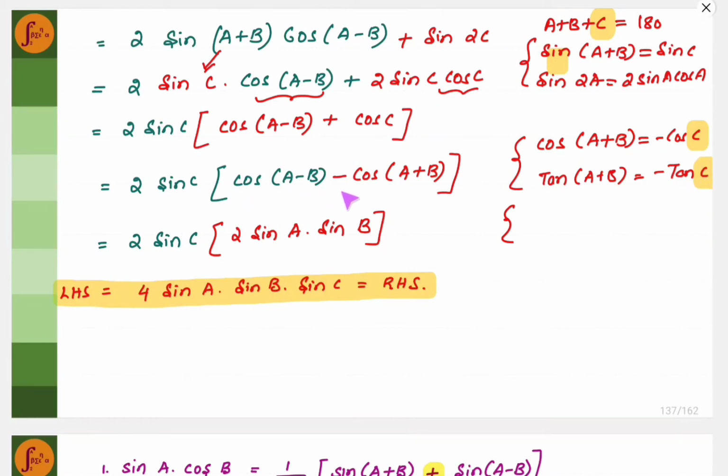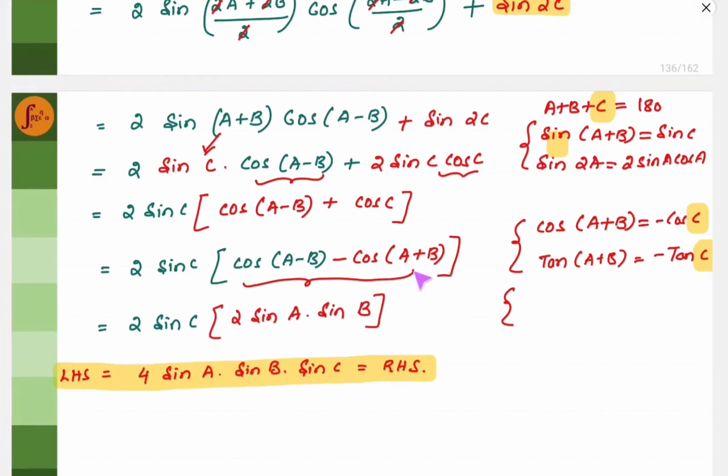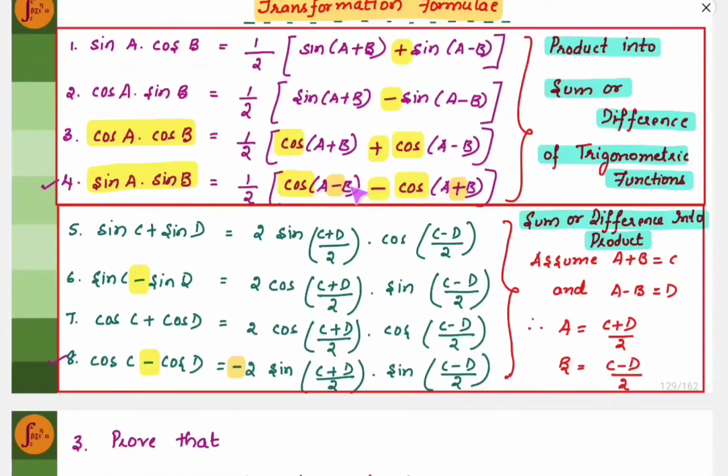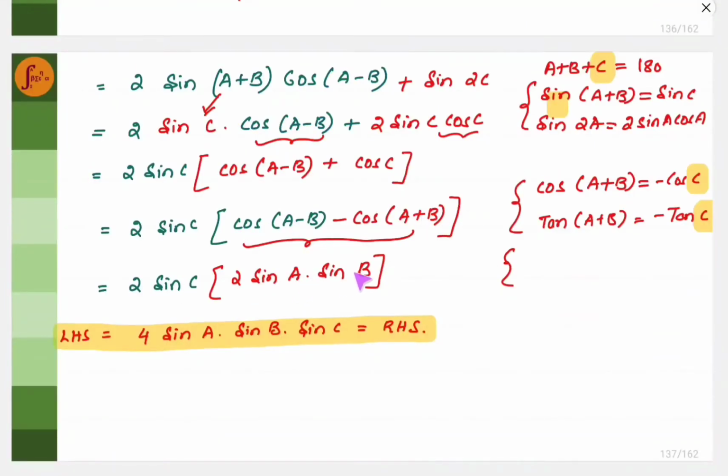Now we have cos(A minus B) minus cos(A plus B). This set of formulas is in the first set, right? Let's go to the first set. This is what we have in the expression: cos(A minus B) minus cos(A plus B). So we can write this entire thing as 2 sin A into sin B.